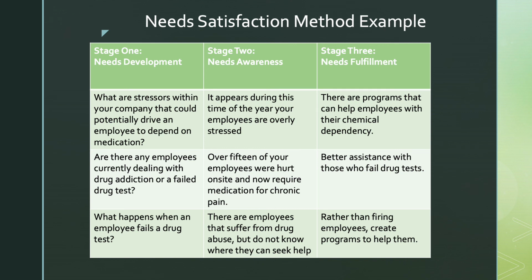Second, needs awareness. This allows the company to really see the issue and allows the seller to be on the same page. It appears that during this time of year, it could be Christmas, summer, or fall, your employees are overly stressed. This allows the employer to see where their employees could be stressed out. Another example could be that over 15 of your employees were hurt on site and now require medication for chronic pain. This could lead to an opioid epidemic among those 15 employees. There should be a drug abuse program there. There are employees who suffer from drug abuse but don't know where they can seek help. Employers can open their eyes and see that they do need drug abuse programs.